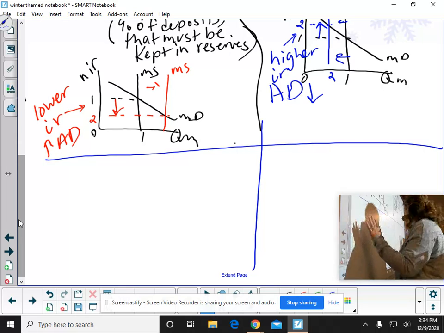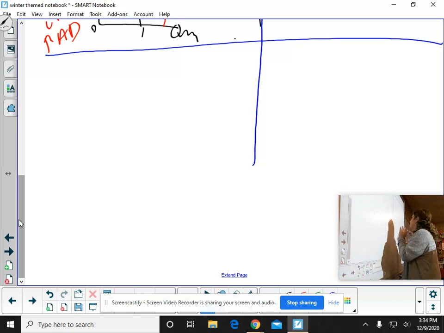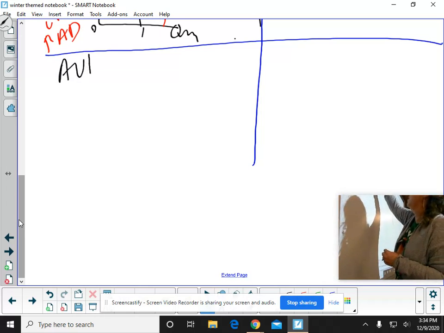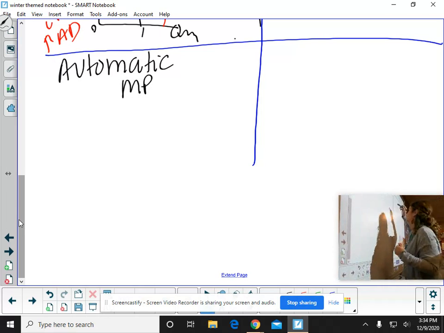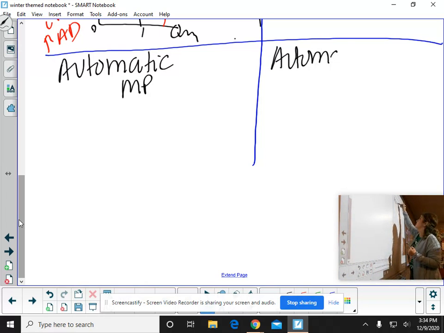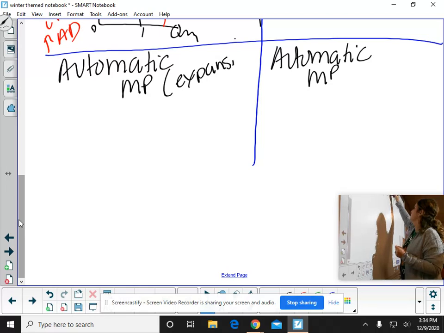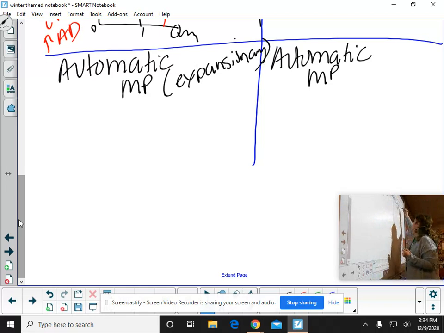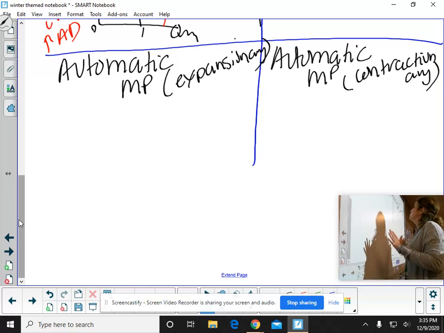So this is automatic expansionary on the left-hand side and automatic contractionary on the right-hand side. So automatic monetary policy that happens to be expansionary, and automatic monetary policy that is contractionary. I know that the titles are way up there, but I'm going to write expansionary so we remember that this is the expansionary side and this is the contractionary side.